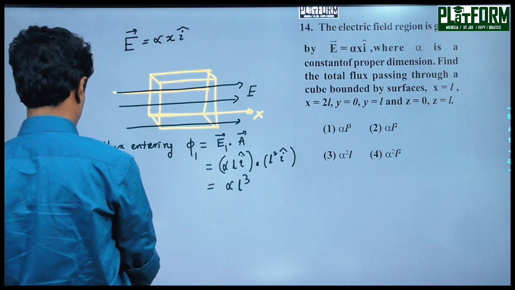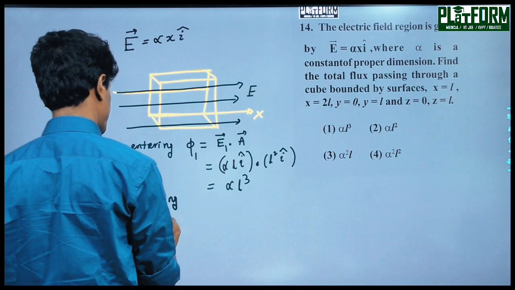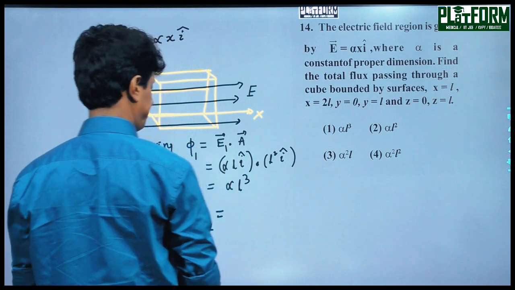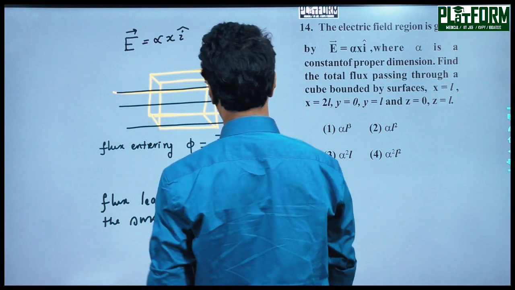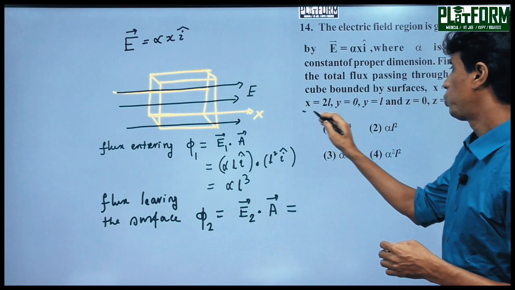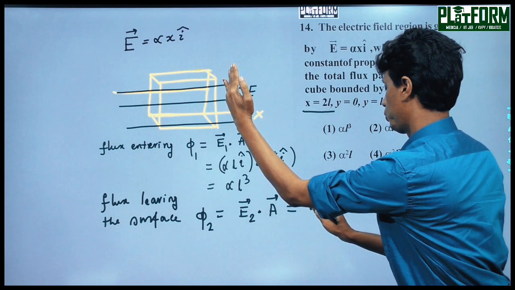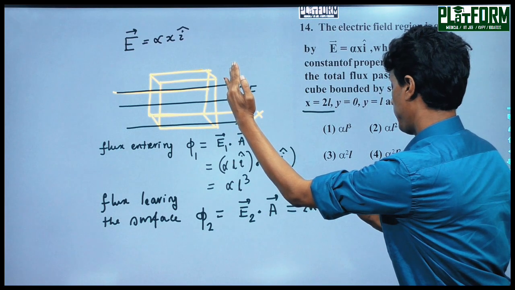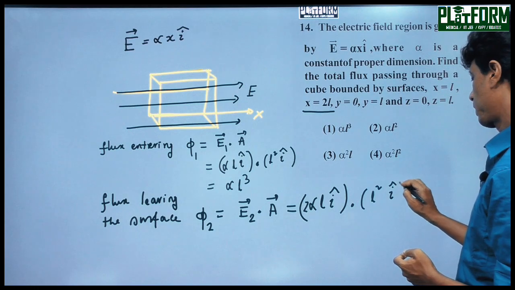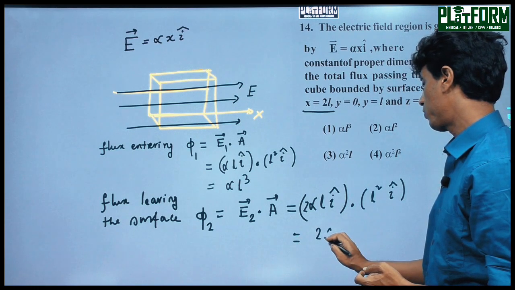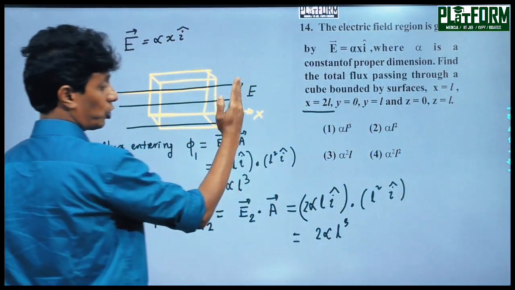And flux leaving the surface, phi2, is E2 dot A vector, areal vector, bounded up to x is equal to 2L. So the electric field also changes at this surface. The electric field becomes alpha 2L I cap dot L square I cap. So we can write 2 alpha L cube is the flux leaving the other surface at x is equal to 2L.